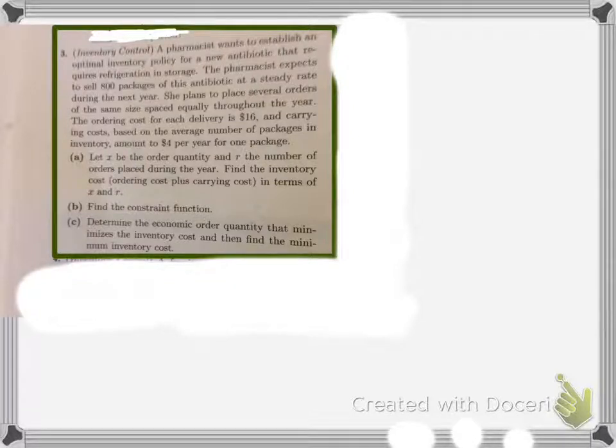Okay, so that 800 is the inventory, and that's going to equal R times X. R being the number of orders he places a year, and X the number of antibiotics in each order. She plans to place several orders of the same size spaced equally throughout the year. Okay, those orders are the R. The size they are is the X. The ordering cost for each delivery is $16. Okay, so $16 is the ordering cost for each delivery.